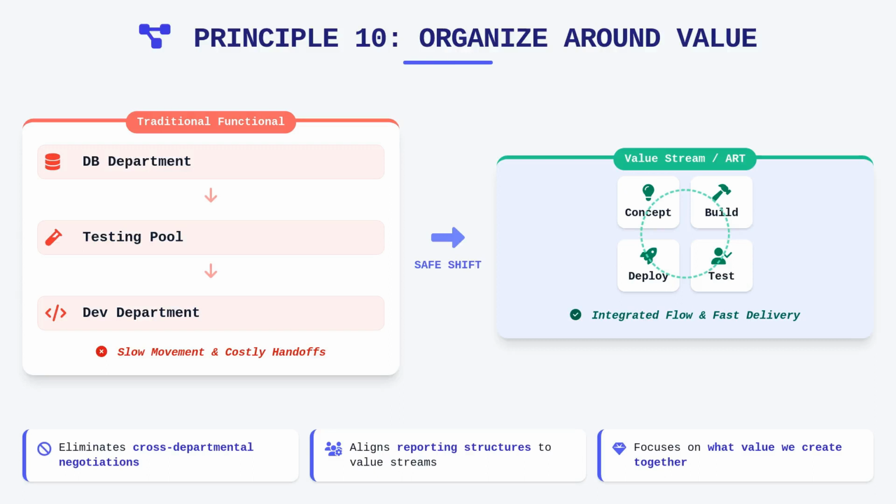When we align our reporting and management structures with these value streams, we eliminate the need for costly handoffs and cross-departmental negotiations. Everything is focused on delivering a specific product or service to a specific customer segment. This shift changes the conversation from who works for which manager to what value are we creating together. It is the structural manifestation of everything we have discussed regarding flow, as it removes the barriers that prevent work from moving through the system to the stakeholder.